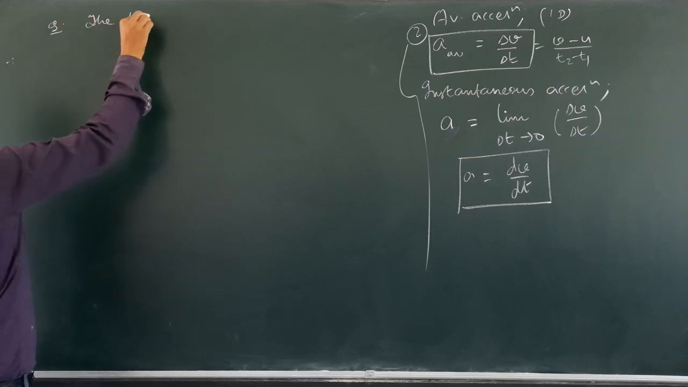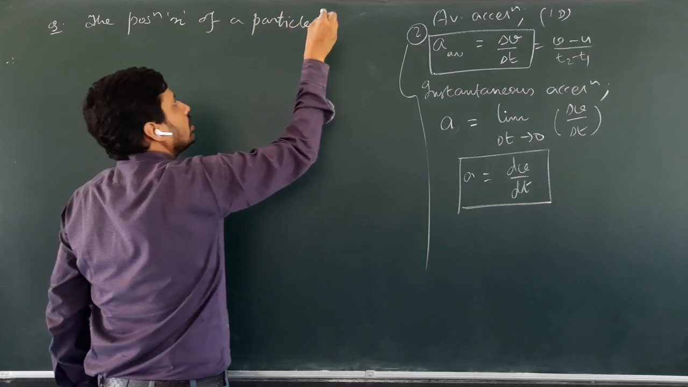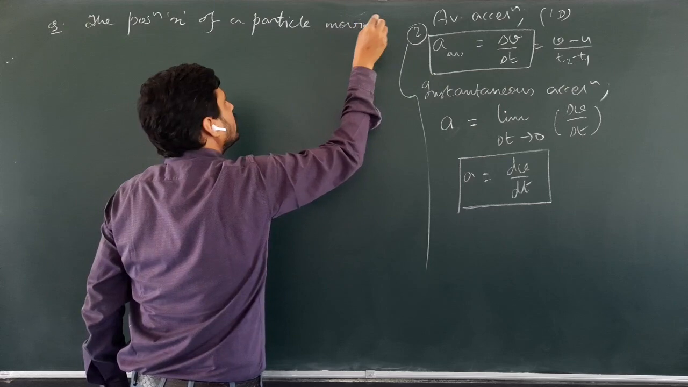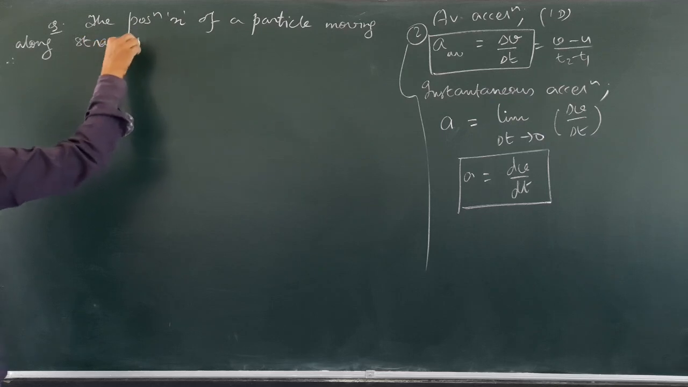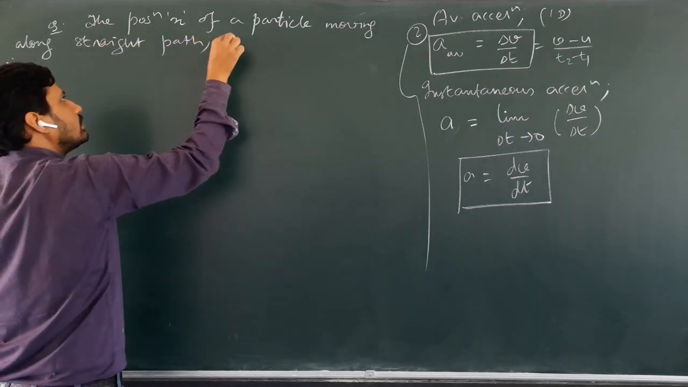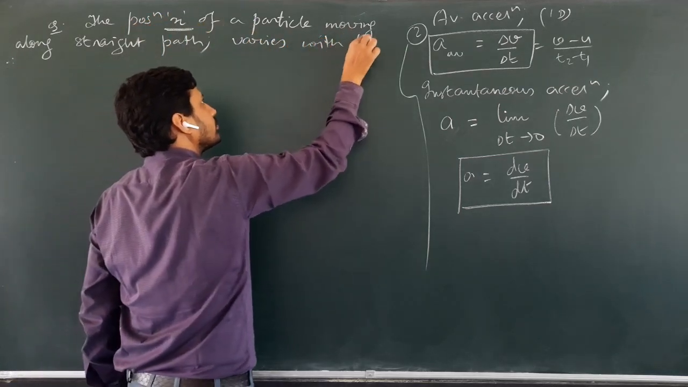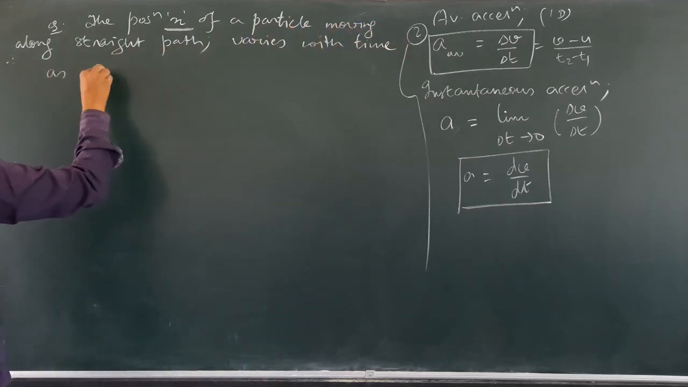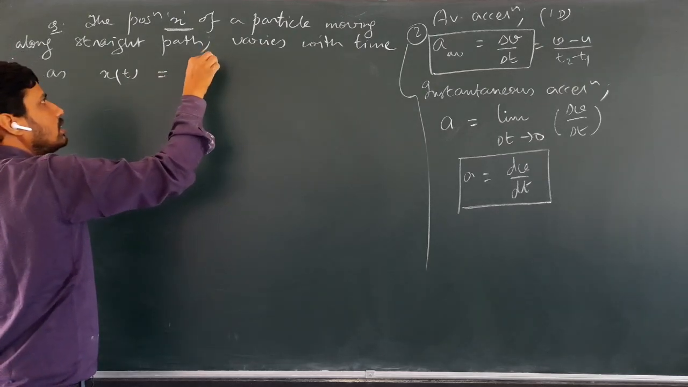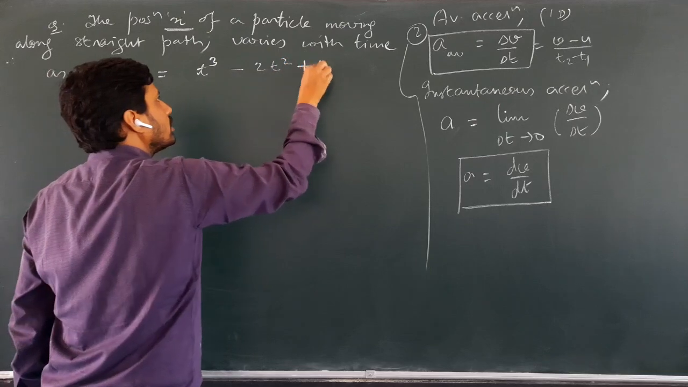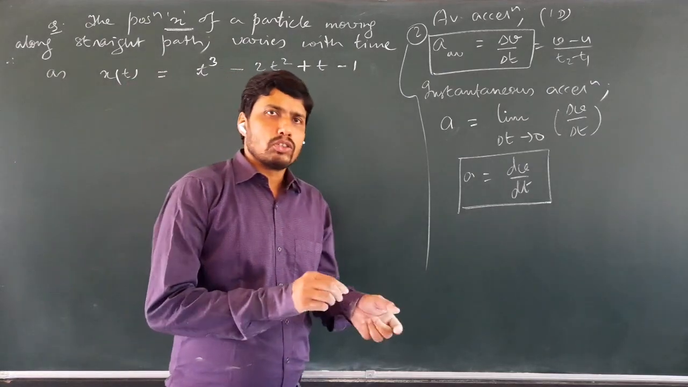So the position x of a particle moving along a straight path varies. What varies? This position x varies with time. x as a function of time is given as t to the power 3 minus 2t square plus t minus 1. As time is changing, the position of the particle is also changing.